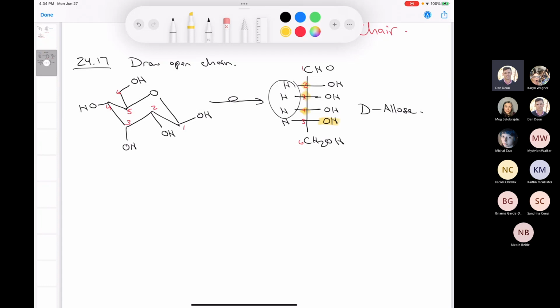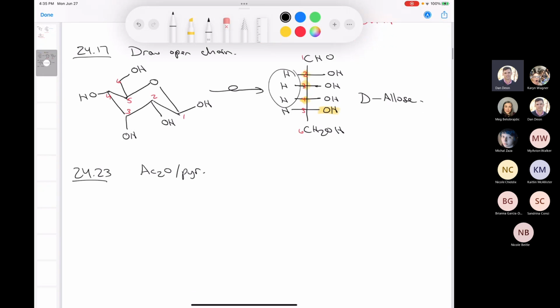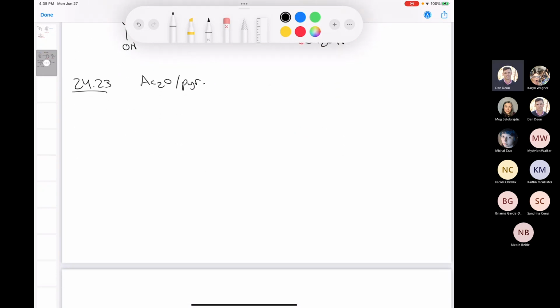Okay, let's take a look at another one. This is question 24.23. It says draw the product when each of the following compounds is treated with acetic anhydride in the presence of pyridine. And the first compound they gave us was alpha-D-galactopyranose. Now, I've already gone ahead and drawn the structure of alpha-D-galactopyranose from the open chain form because that's the only thing you would have, but I'm kind of going to skip that step. Galactose is probably one of those things that I have memorized.